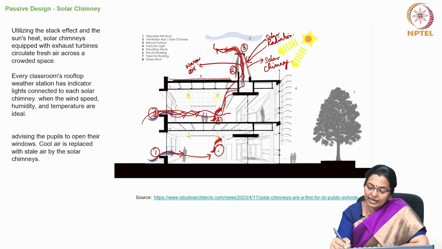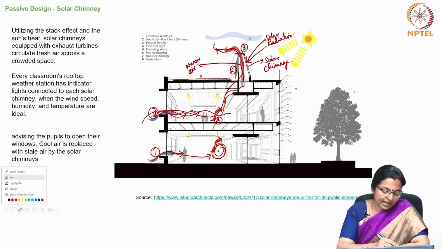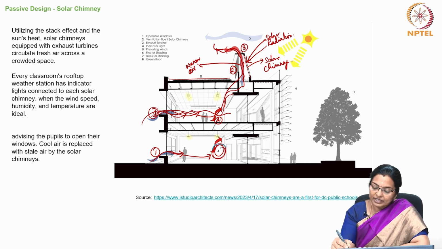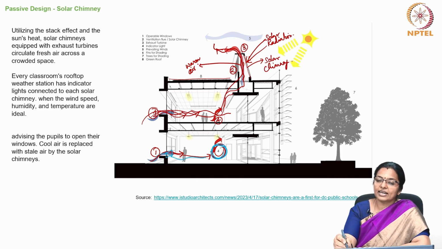So, these indicators indicate whether the air is stale or whether the air is good enough, and if the air is stale, the students just have to open this inlet and then the air gets replaced because of the solar chimney.